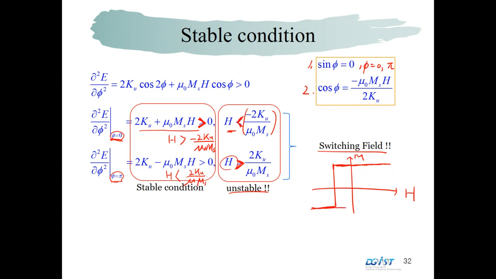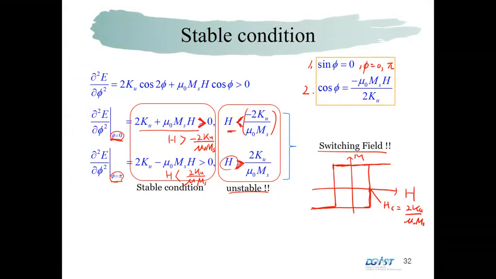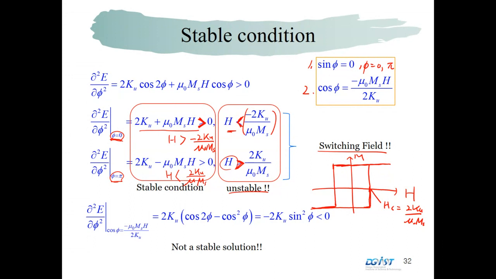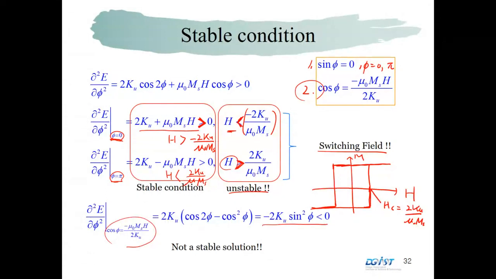When we increase the field again, before the field strength reaches the critical point, they are stable. But at this certain point, they switch. That field is called the coercive field, and it should satisfy this relation. And we also have to consider the second condition, but when we insert this relation, it's always unstable. So this is not a meaningful solution for this case.